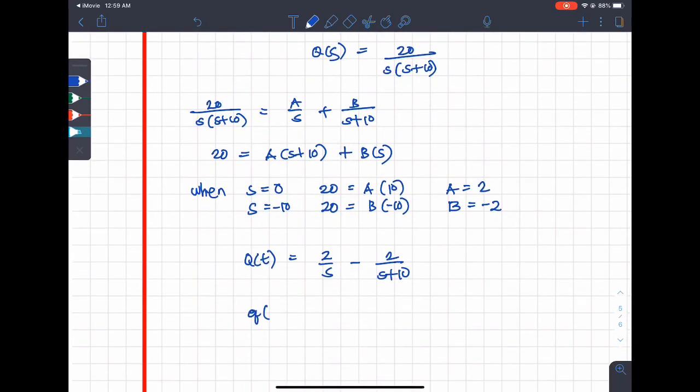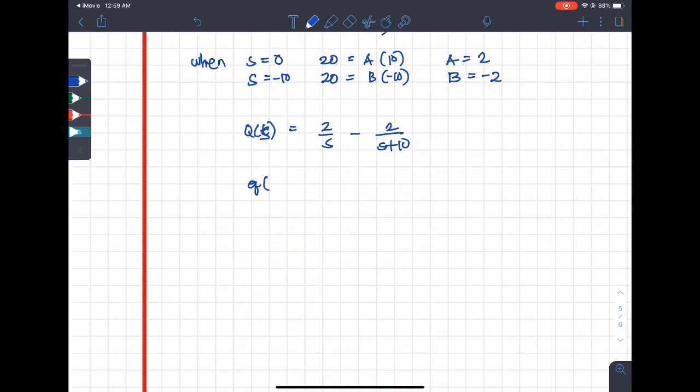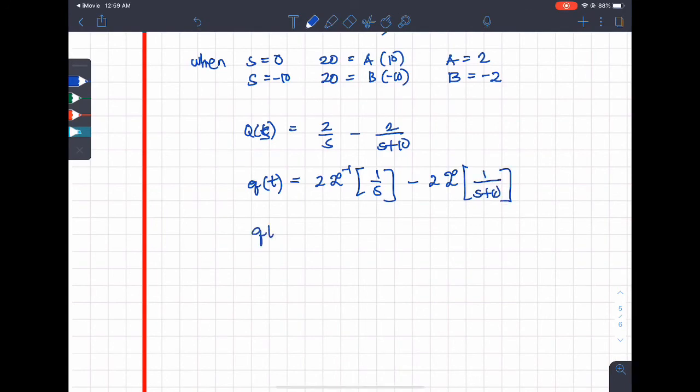And then our Q(s) is 2 over s minus 2 over (s+10). So q(t) this time around would be 2 times the inverse Laplace of 1/s, minus 2 times the inverse Laplace of 1/(s+10). So q(t) would be equivalent to 2 minus 2e^(-10t). And that would be the charge at any time.